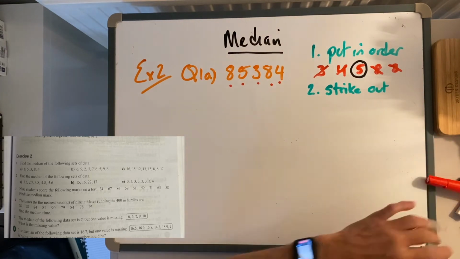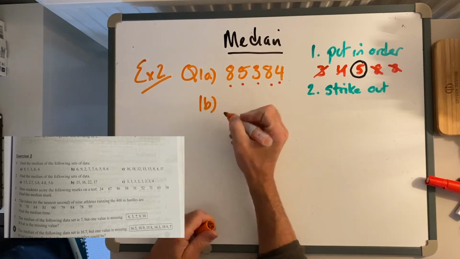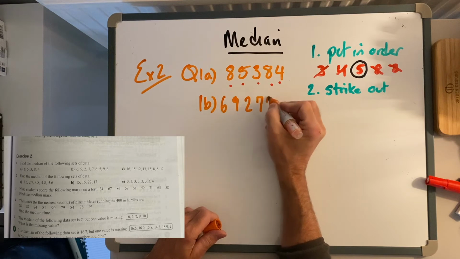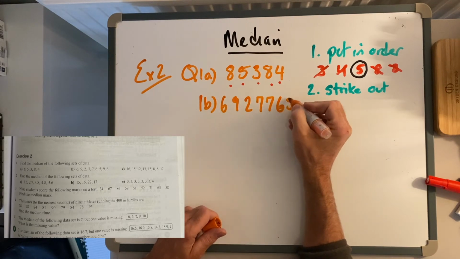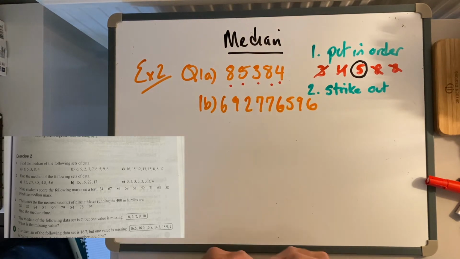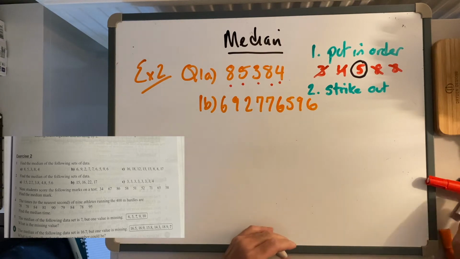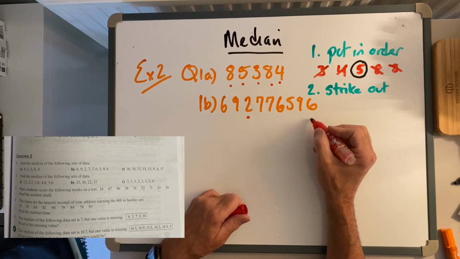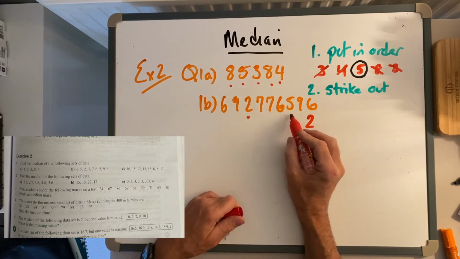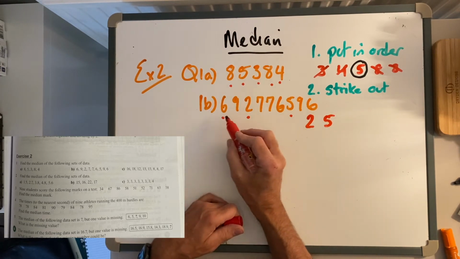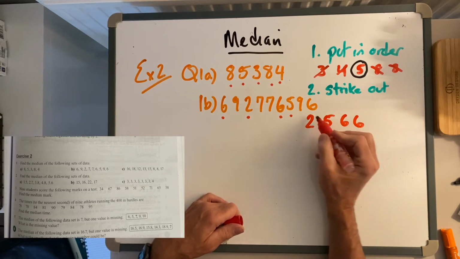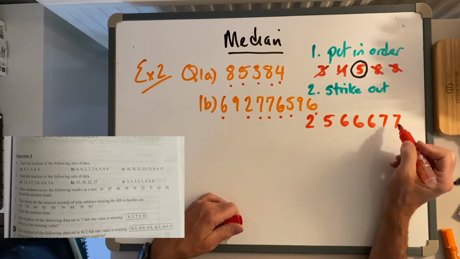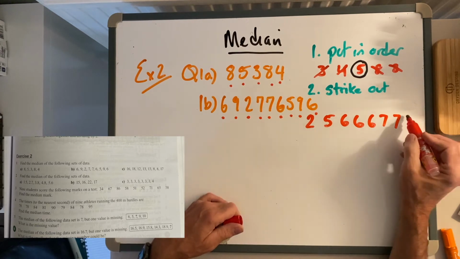So let's look at B, 1B. And we have 6, 9, 2, 7, 7, 6, 5, 9, 6. So a lot of numbers can look confusing. So first I'm going to put them in order. Start with the lowest, 2. So I'm going to put them just here, 2. I've got 5. Doesn't matter if it goes wrong. 6, 6, 6. I'm going to run out of space, I reckon. I've got 2 7s. So let's squeeze it on. A 9 and a 9.